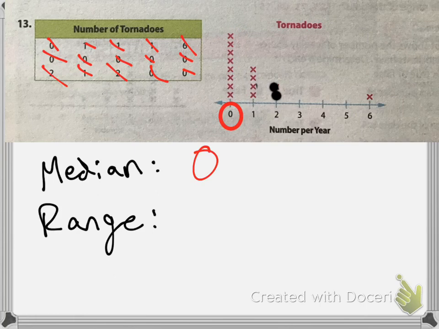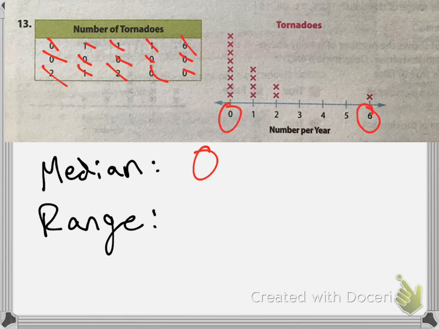So then I asked you guys to find the range. So I'm getting a lot of sixes. Awesome. So why is it 6? It's 6 because that's the biggest number I have, right? No, exactly. So to find the range, it's our biggest number minus our smallest number.